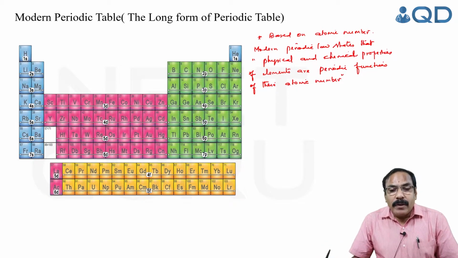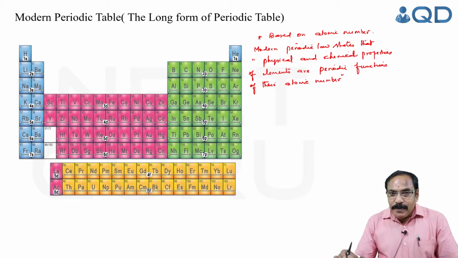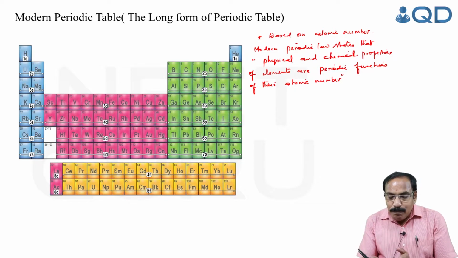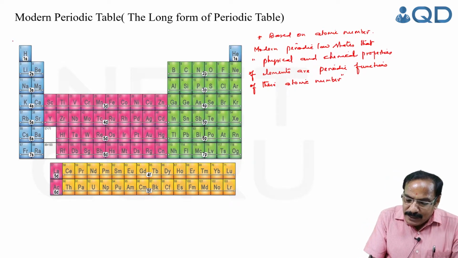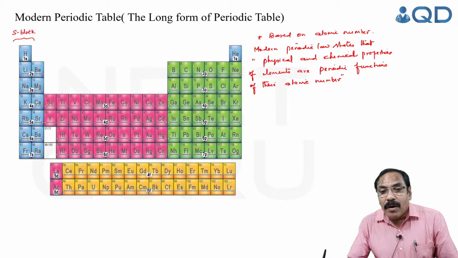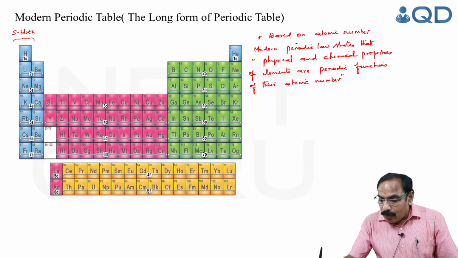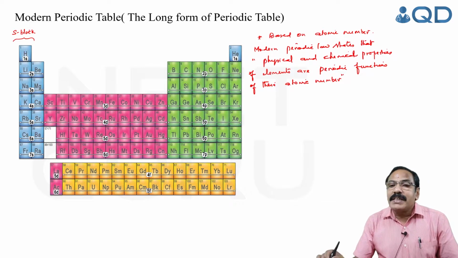Thus, in the modern periodic table, we have 18 vertical columns called groups in which elements with similar properties are arranged. You see, I have taken a modern periodic table in which 4 different colors are shown. The light blue color shows the s block elements. This is the s block, elements of group 1 and group 2, also helium of group 18. It is based on electronic configuration. Property wise, helium should be along with the noble gases, but configuration wise, it is s block.